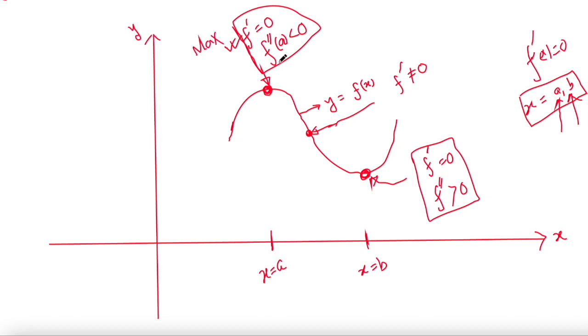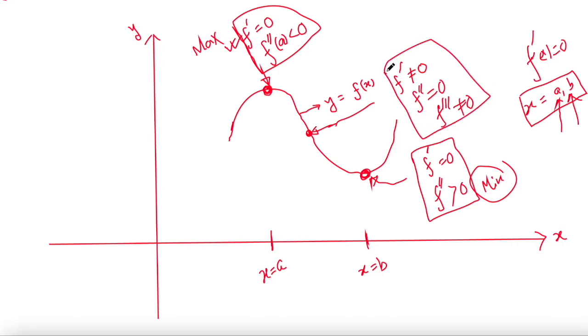Max for min. And for the inflection point, the first derivative is not 0, the second derivative will be 0, and the third derivative should be not 0. So from these three mathematical conditions, you will confirm that the point is an inflection point.